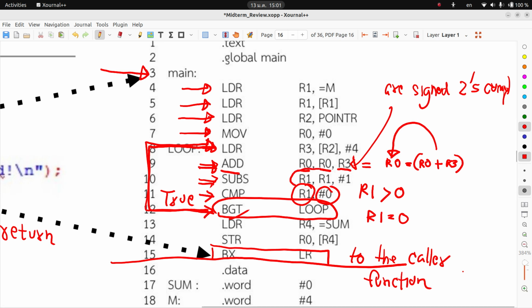And the condition is true, so it's looping again and again until R1 becomes 0, because R1 gets subtracted by 1 every loop. Until R1 becomes 0, then it's going to execute the next instruction and the next and the last to return. Okay? If you recognize LR, that's R14.